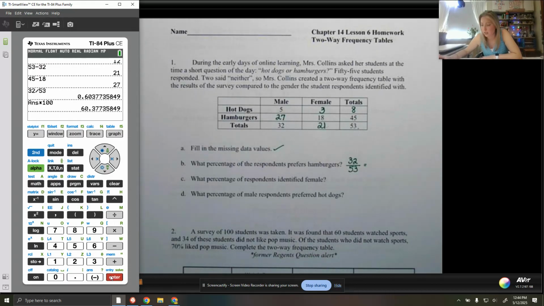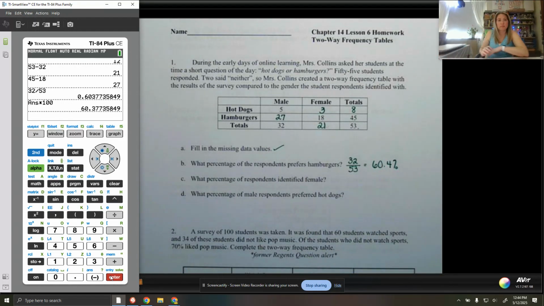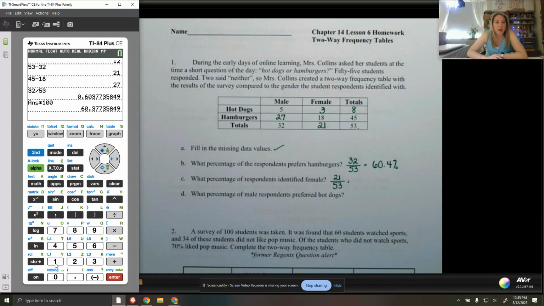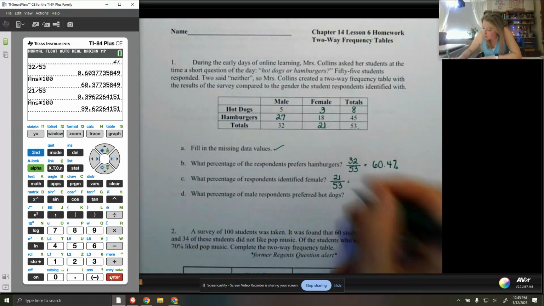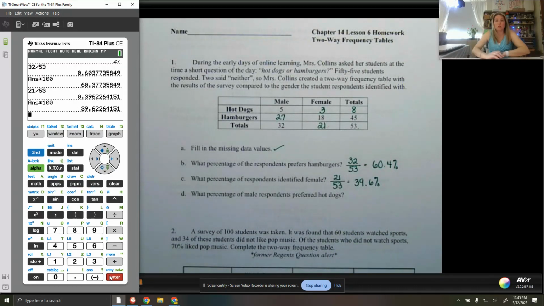And let's round to the nearest tenth. That would be 60.4%. What percentage of the respondents identified as female? So again, we have 53 total respondents, and 21 are identifying as female. So we have 21 divided by 53 times 100, and let's round to the nearest tenth again, is 39.6%. I did have a lot fewer female students that particular year than male students.